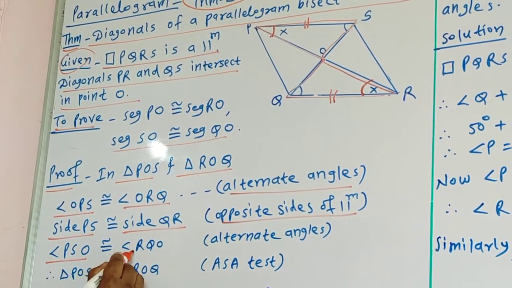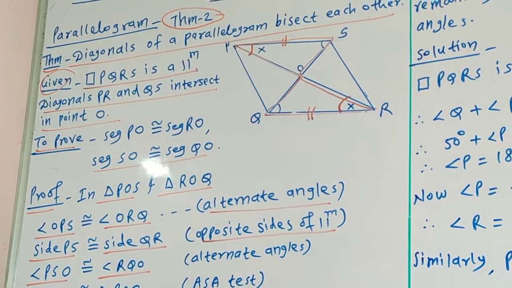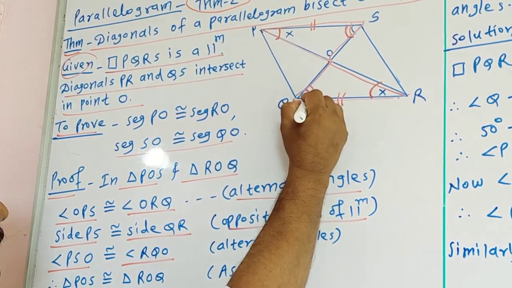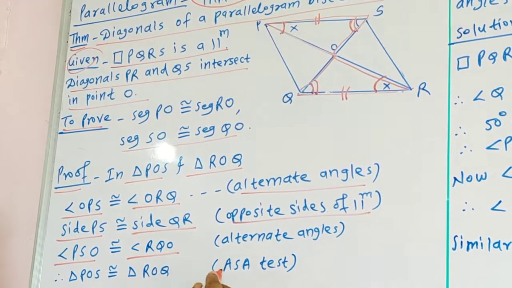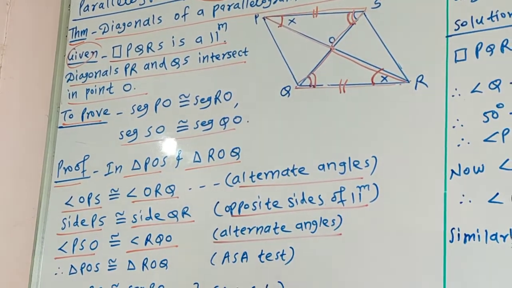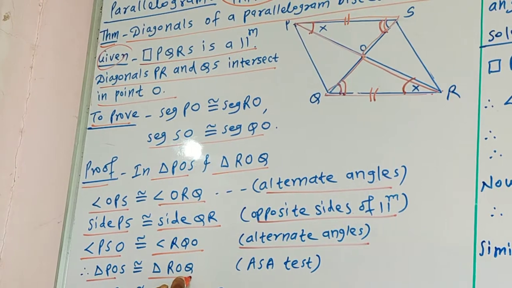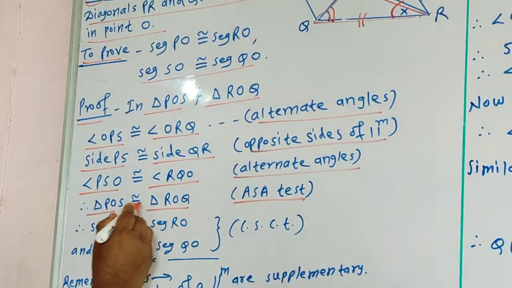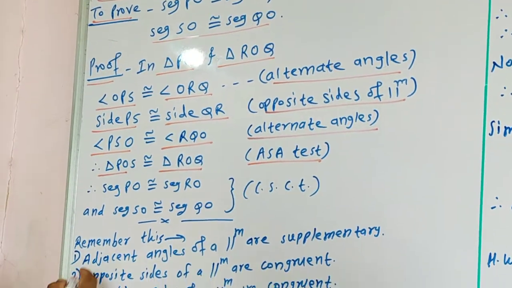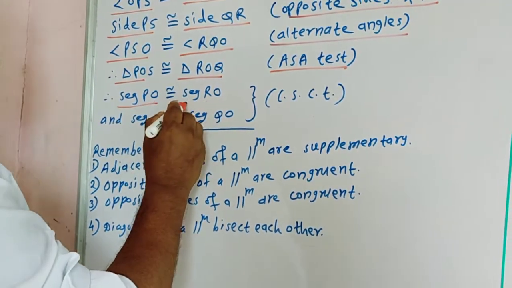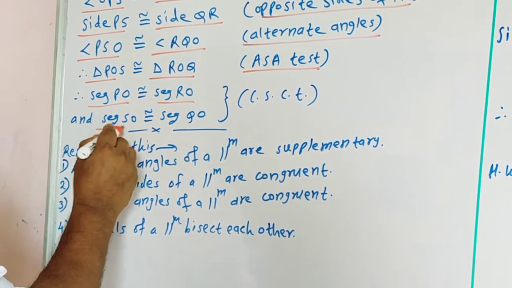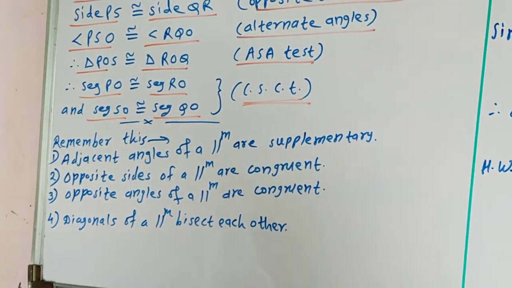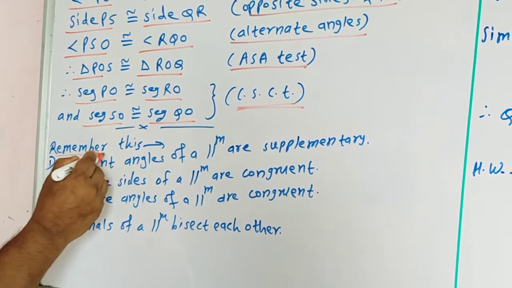Then angle PSO is congruent to angle RQO. Here is angle PSO and angle OQR, because they are alternate angles. Therefore triangle POS is congruent to triangle ROQ by the ASA test. And if two triangles are congruent, then their corresponding sides are congruent. Therefore, seg PO is congruent to seg RO and seg SO is congruent to seg QO, because they are corresponding sides of congruent triangles.